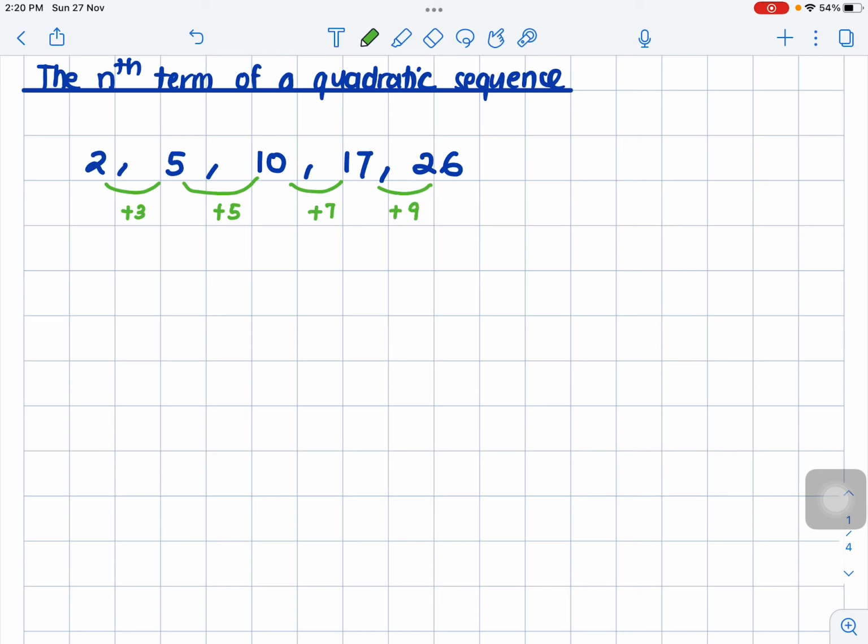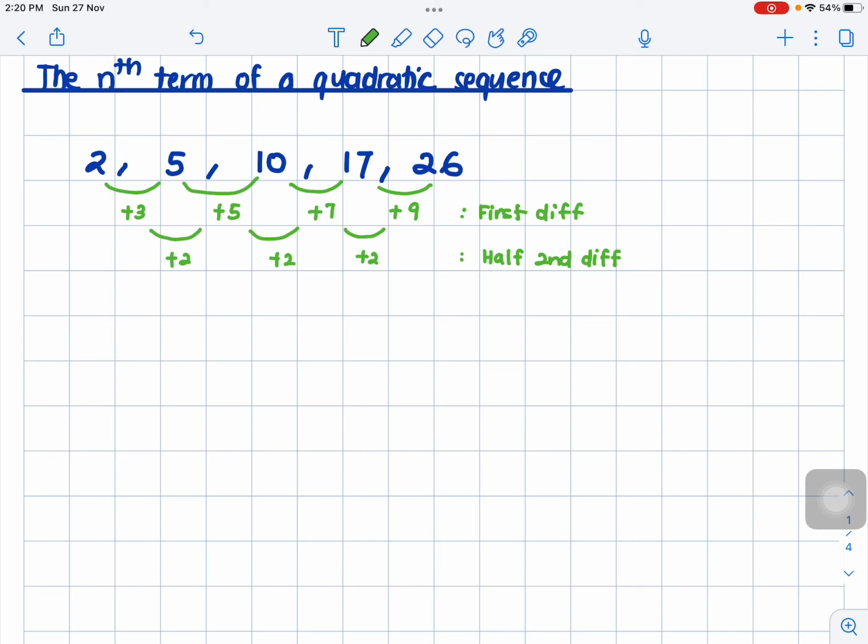Now, look at your difference. We call this the first difference. Is it the same? No, right? So you keep doing it for the second layer. So you get plus 2, plus 2, and plus 2. So when the second difference is the same, what you do is you half the second difference here.